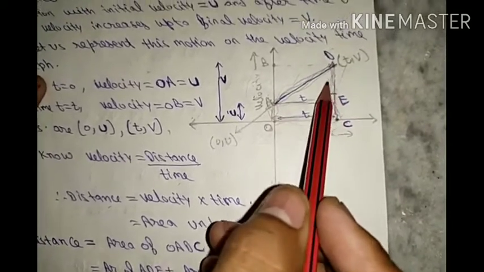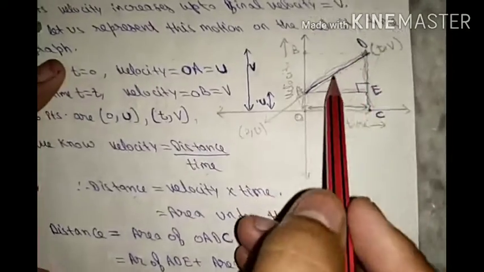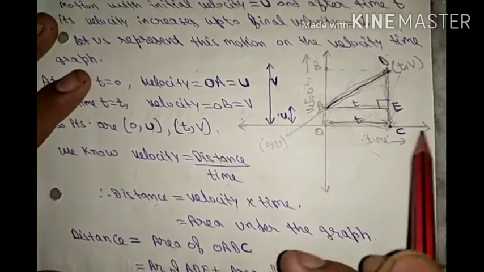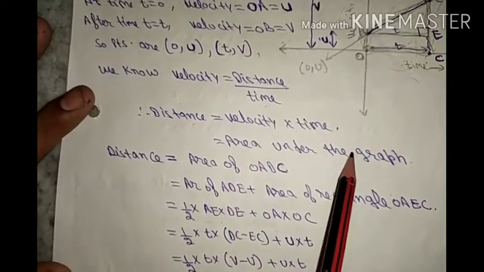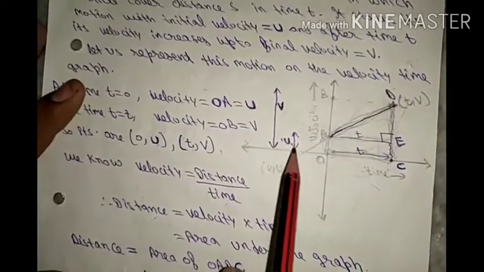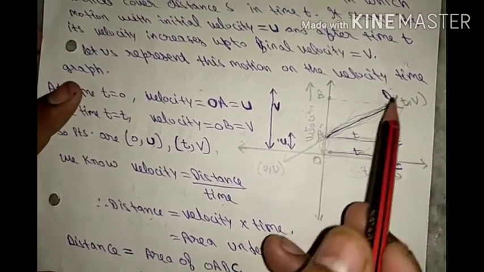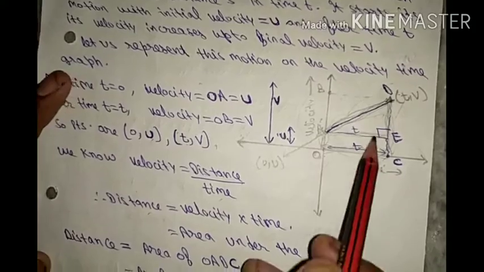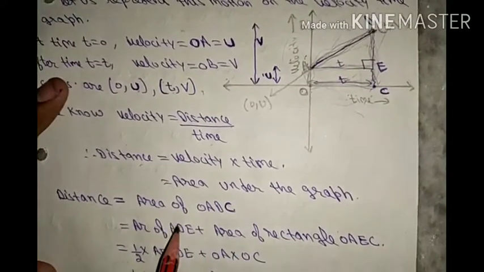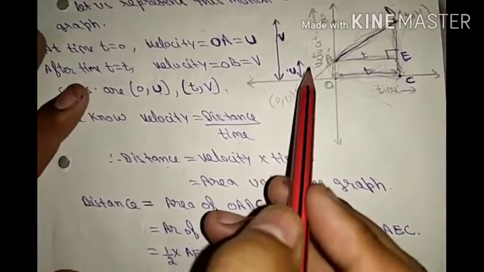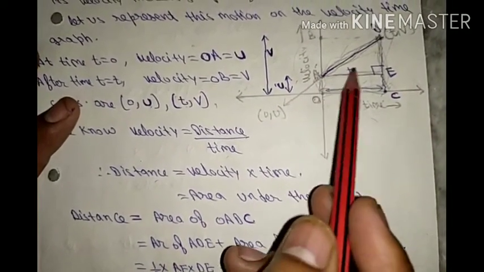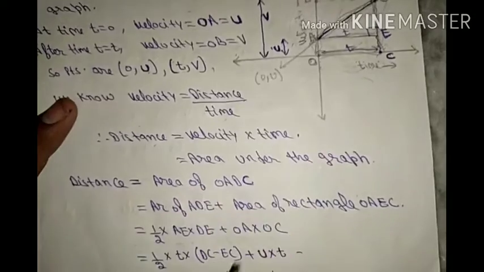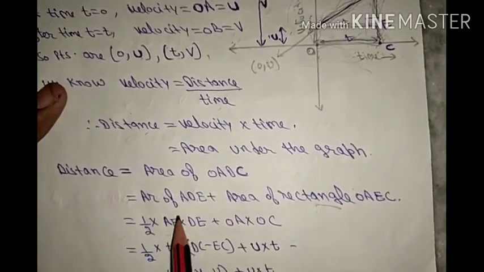And if we add the two areas, we get the total area. So distance is equal to area under the graph, which is area of OADC, and it can be divided into two parts, which is area of triangle ADE plus area of rectangle AECO. So these are the two areas.